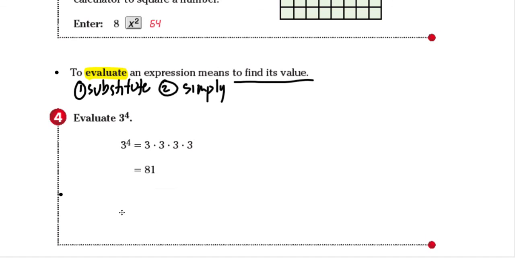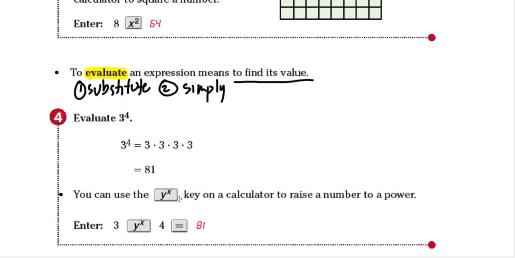Okay? Again, you can use a calculator to do this. You can use now the y to the x key on the calculator to raise the number to a power. Simply press 3, and press the y to the x key, and then 4 will give you 81. And that's how you use this in a calculator.